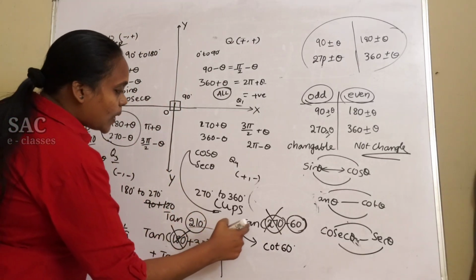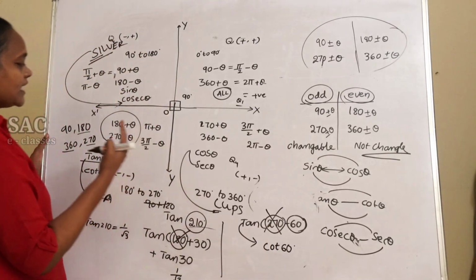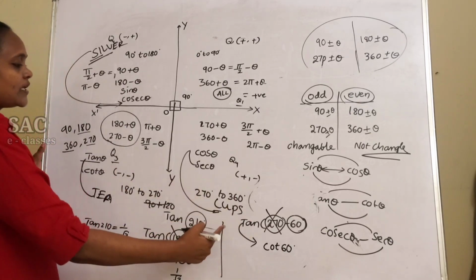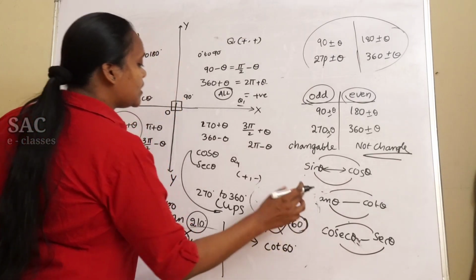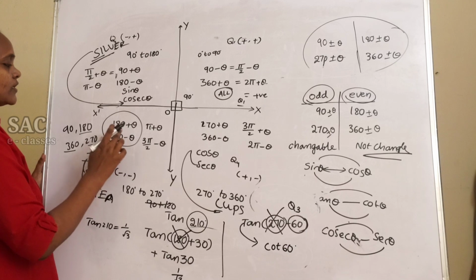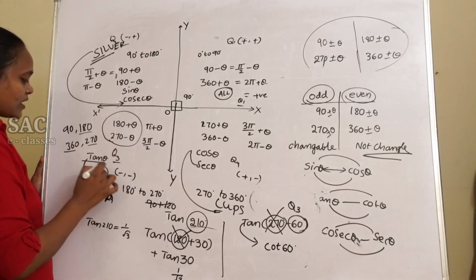It is in which quadrant? After writing the measurement, we should go for its nature, meaning positive or negative. How can we know positive or negative? Because it is in Q3. How do we know it is in Q3? Because it is in the form of 270 minus theta. Usually 270 minus theta is in Q3. Q3 means cot is positive.